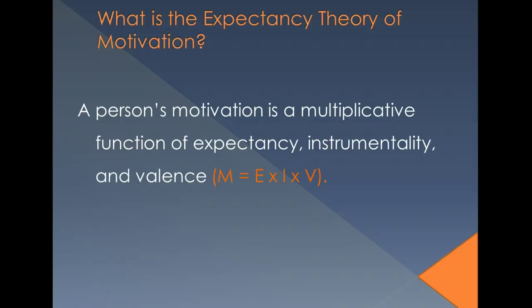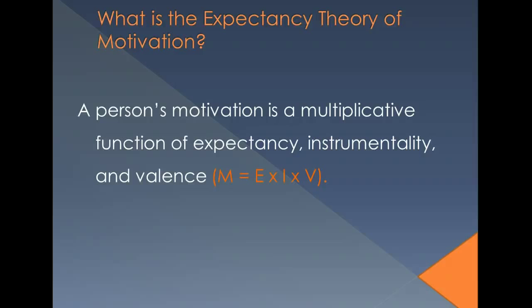All right. So here is a little formula: M equals E times I times V. Motivation, that's what the M stands for, equals expectancy times instrumentality times valence. This is part of Victor Vroom's expectancy theory. And it suggests that motivation is a result of rational calculation. People will do what they can do when they want to do it.